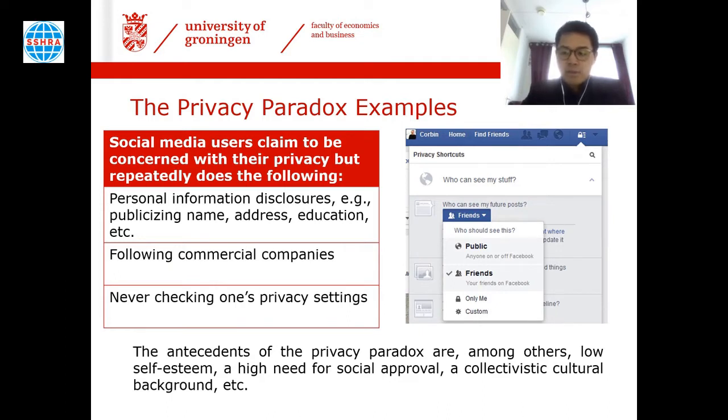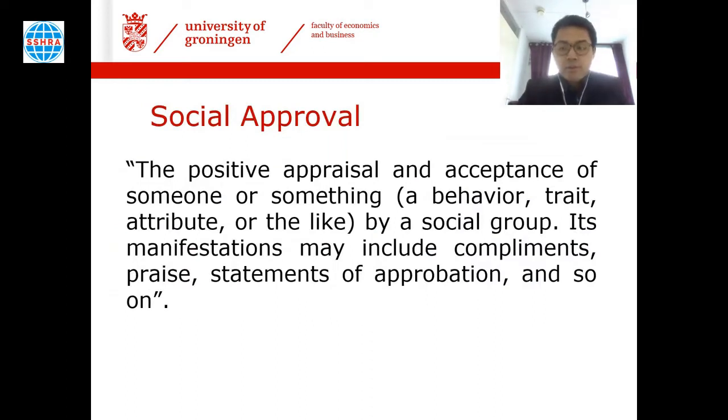As for the antecedents of the privacy paradox, some of the examples would be low self-esteem, a high need for social approval, collectivistic cultural background, and so on. So social approval is the main independent variable of this study, and the APA Dictionary of Psychology defines social approval as the following. Social approval is the positive appraisal and acceptance of someone or something, a behavior, trait, attribute, or the like by a social group. Its manifestations may include compliments, praise, statements of approbation, and so on.